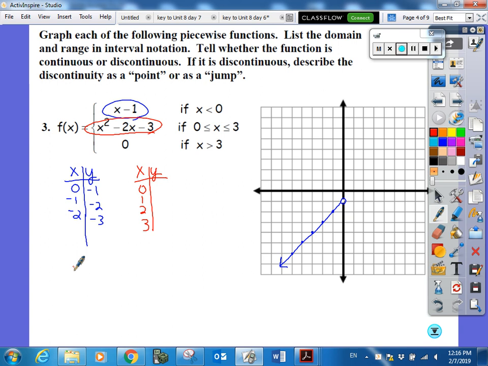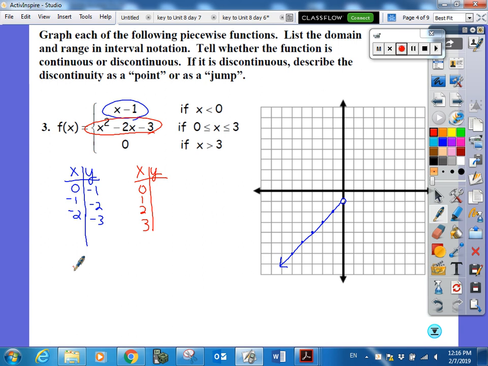X is less than or equal to -3. X is greater than or equal to 0. X is physically in between 0 and 3. So between 0 and 3. But you have to include the 0 and the 3, because if you just do 1 and 2, you're forgetting about all those numbers between 1 and 0 and all the numbers between 2 and 3.